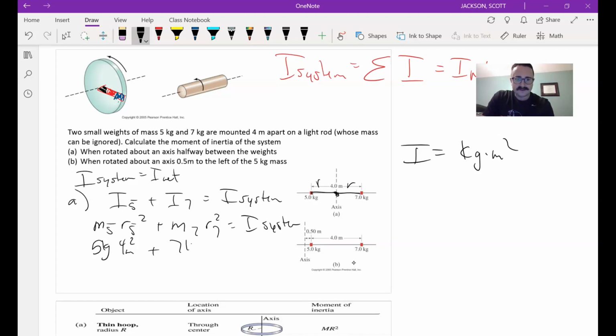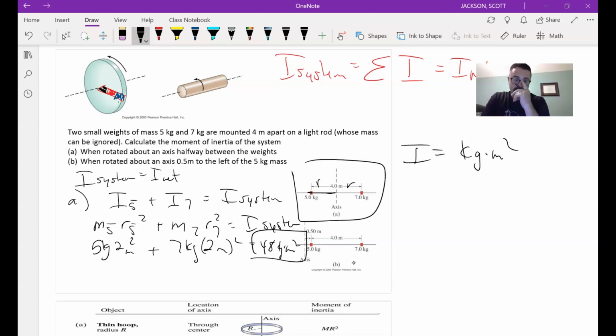plus 7 kilograms times its R. Oops, excuse me, that is not 4. That is from the axis of rotation. That's here. That is 2 squared times 2 meters squared. So that looks like 20, and 7 times 4, 28. So that is 48 kilograms times meters squared for A, for this setup.